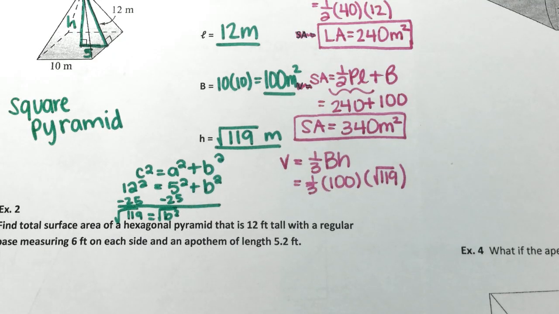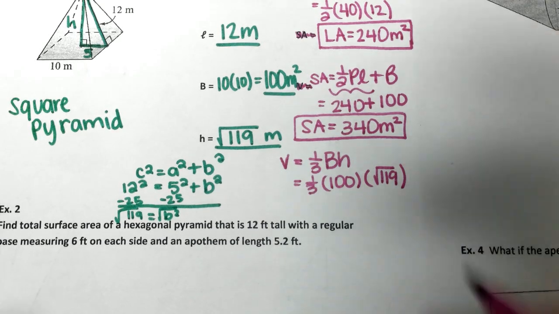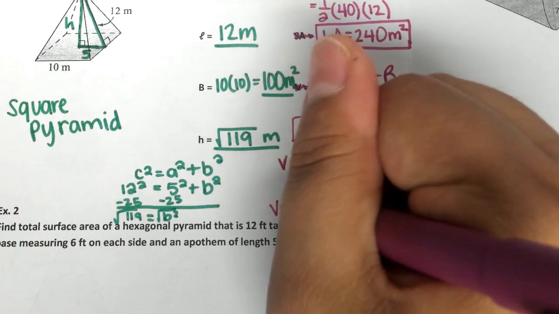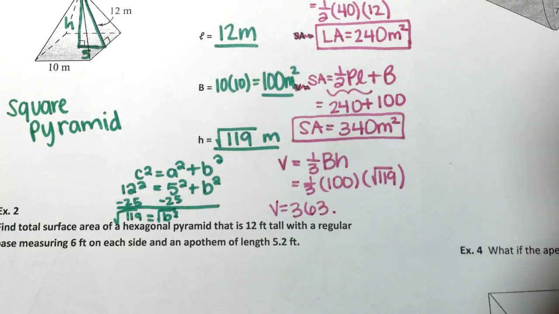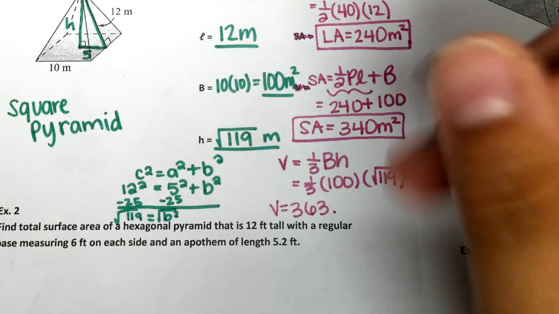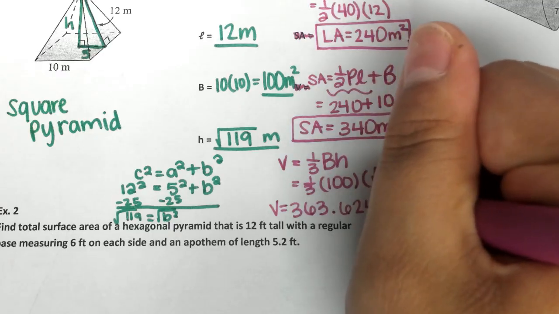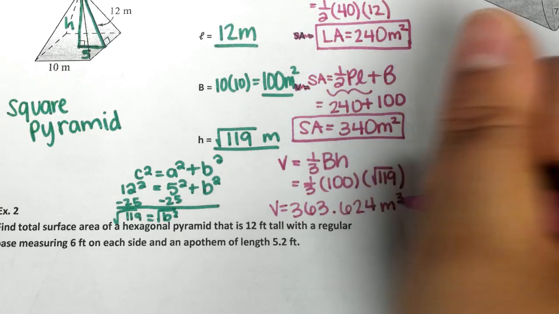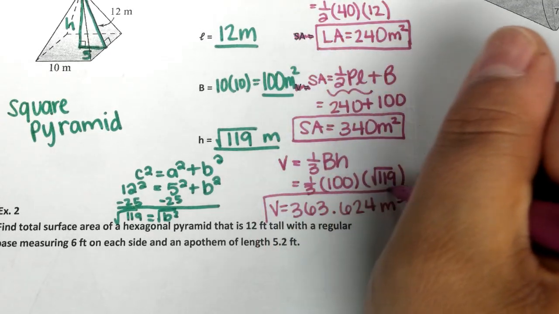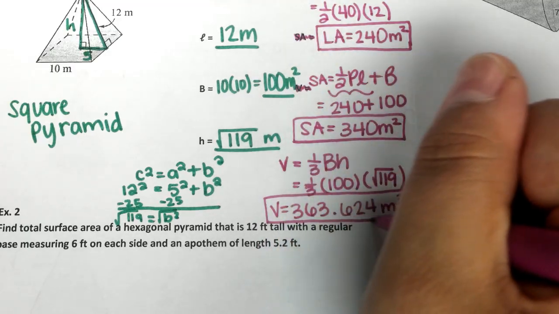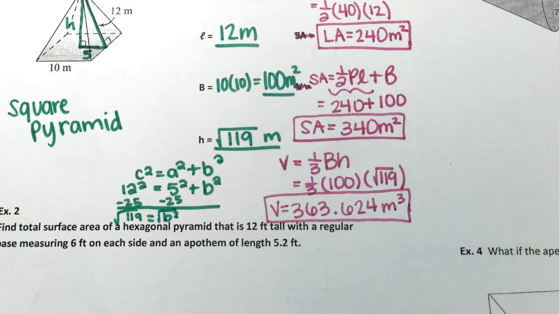Put that in your calculator. It doesn't tell us, but I'm going to have you do that. 363.62. 363 point, give me thousandths. 624. 363 meters cubed. He did say that. She did say that.